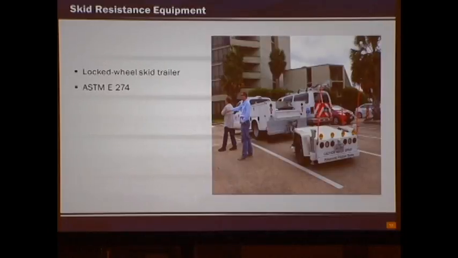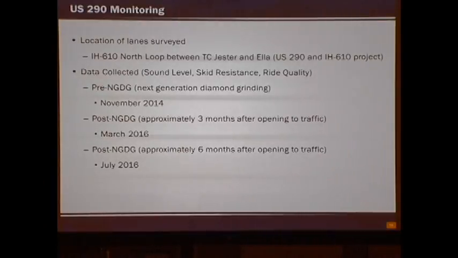So on 290, when we placed the next generation concrete surface, we had UTSA partner with TxDOT to monitor the next generation concrete surface after it was placed. The location that they surveyed was on the I-610 North Loop between TC Jester and Ella, and this is the 290 and I-610 project. The data collected was the sound level, skid resistance, and the ride quality.